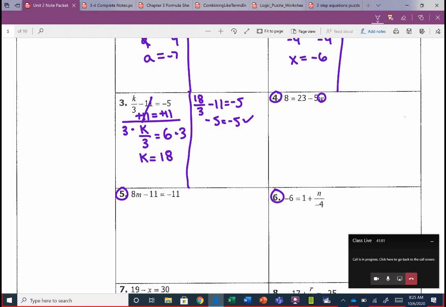I have a positive 23. How am I going to undo that? Or what's the inverse of positive 23? Negative. Yeah, subtract. So be careful. Check your number 4.